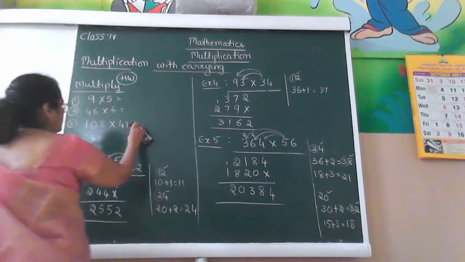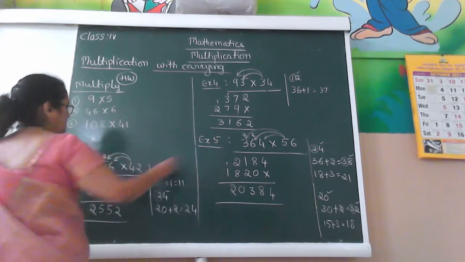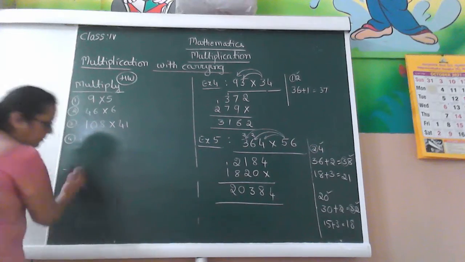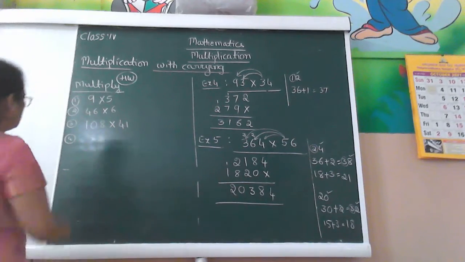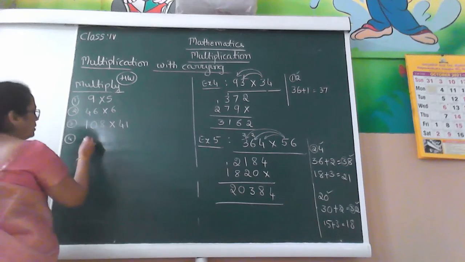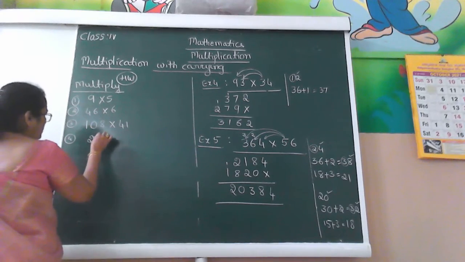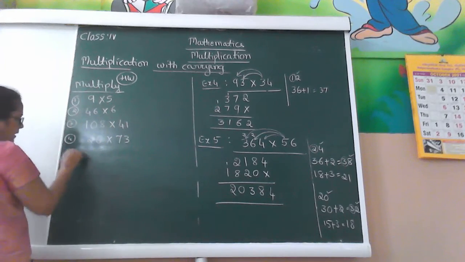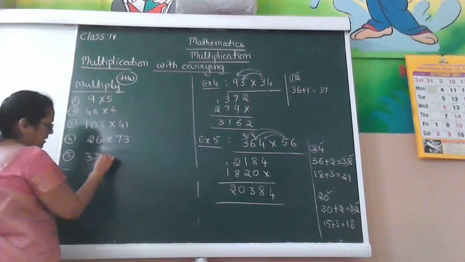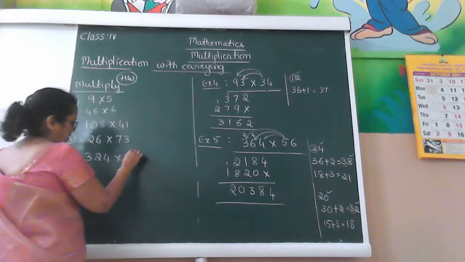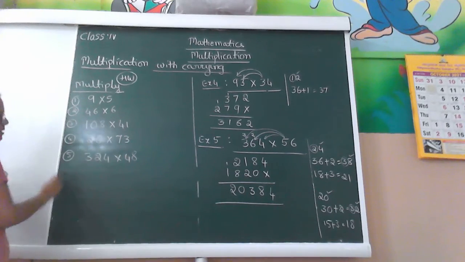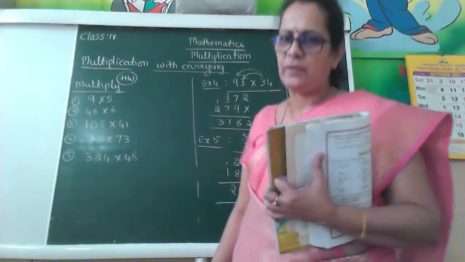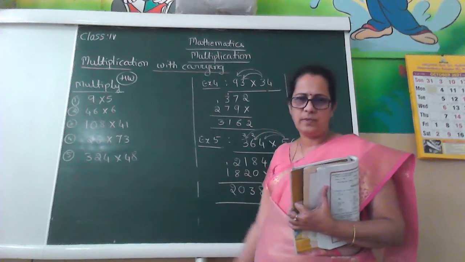I don't want equals because I have to do it like this, no? That's why no need of that. Next, 3 digit into 2 digit. Again, 2 digit into 2 digit. I'll give you again 3 digit into 2 digit. So write or multiply all these 5 sums in your homework book, children.